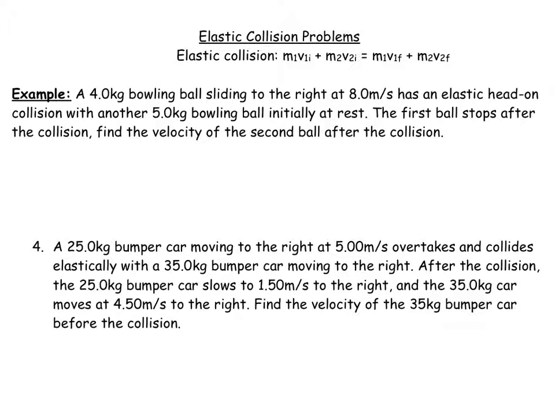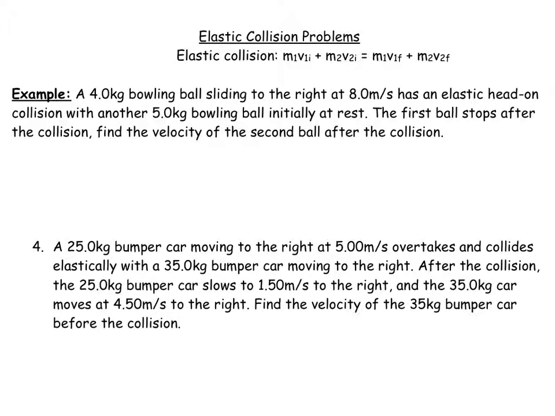Okay, so in this example, I've got a bowling ball with a mass of 4 kilograms moving to the right. I've got a bowling ball of 5 kilograms at rest. The moving bowling ball will hit the resting bowling ball. They will collide, and then they will separate. We ultimately want to find the velocity of the second ball after the collision.